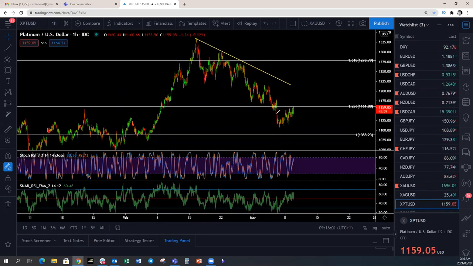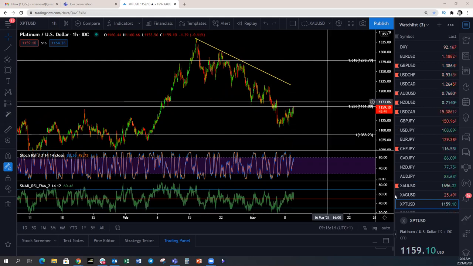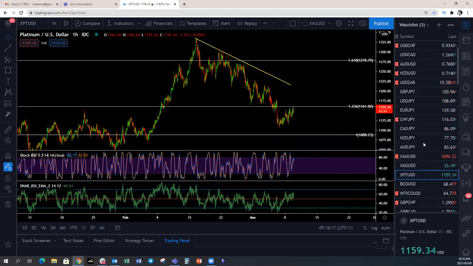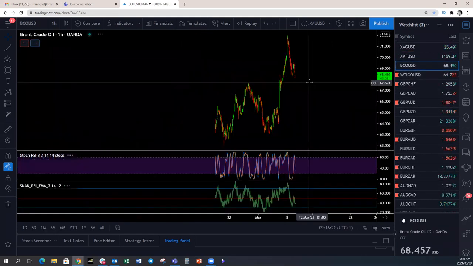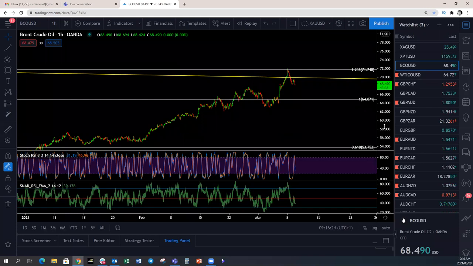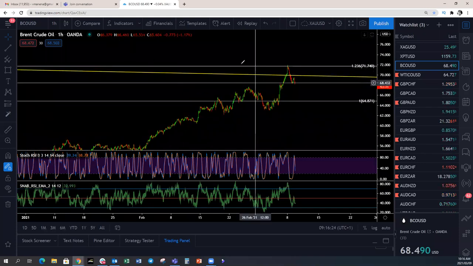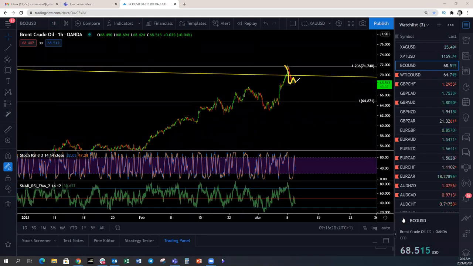Platinum also making a bounce with what looks like a diagonal. Could be a leading diagonal there, so let's see how that's going to play out. We will need to get a correction after the diagonal to confirm upside. Right, Brent crude, no change, still looking upside. We're getting a pullback right now. One possible bounce there, downside, and then upside.